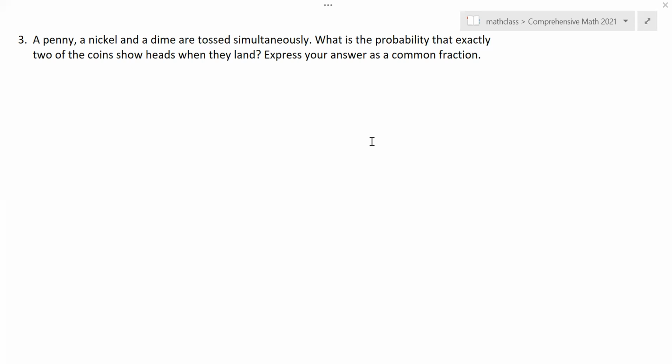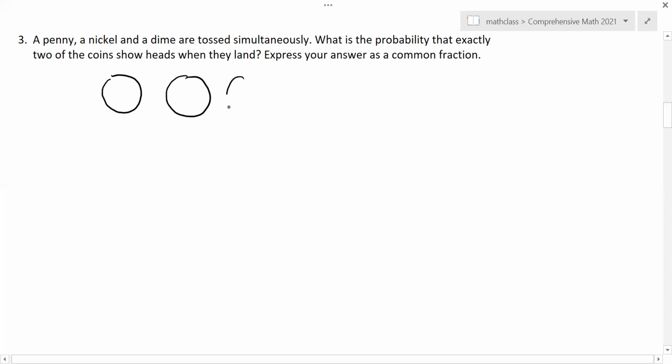So you draw 3 circles, right? You have 3 coins: a penny, a nickel, and a dime. Penny, nickel, and dime. And so what is the probability that exactly 2 of the coins show heads?